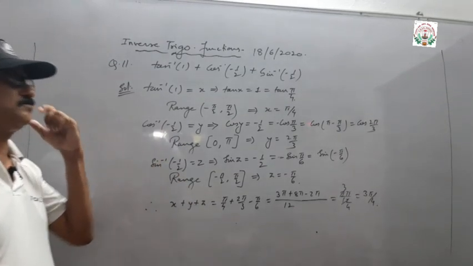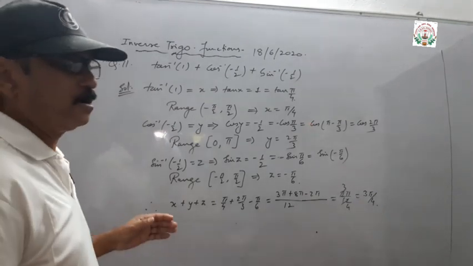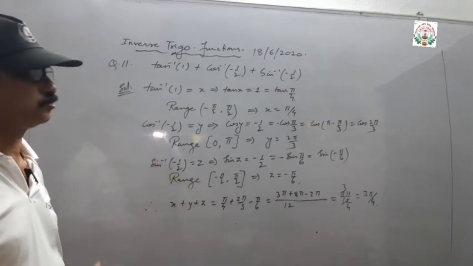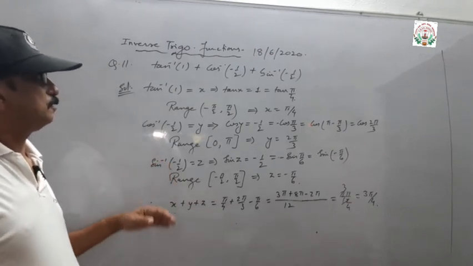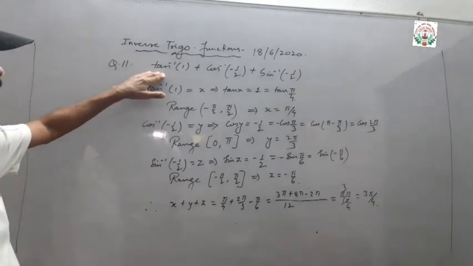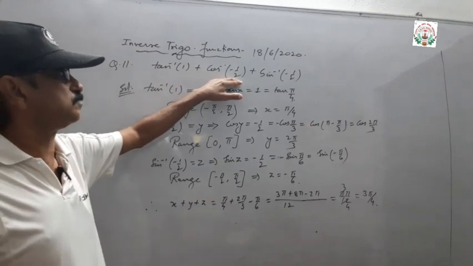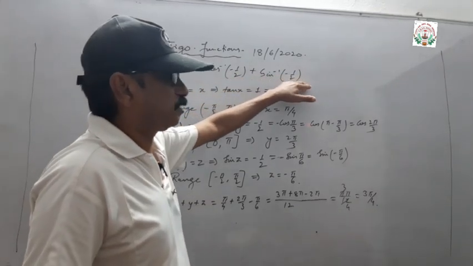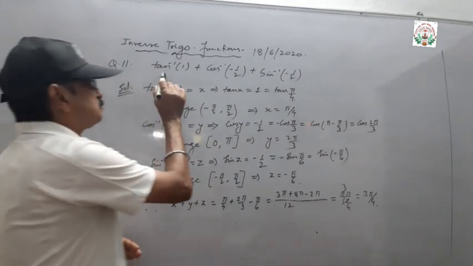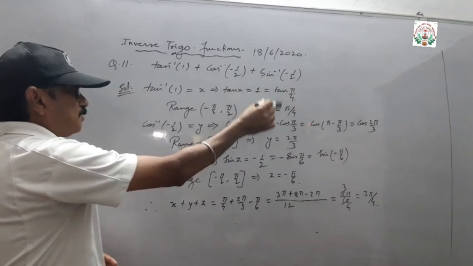Now, as in the previous class for the inverse trigonometric functions, we have studied about the principal value of the inverse trigonometric functions. There was a single question. Now it is just like an equation. Tan inverse of 1 plus cos inverse of minus 1 by 2 plus sin inverse of minus 1 by 2. So separately, in short, each trigonometric function's principal value, we will find it out.